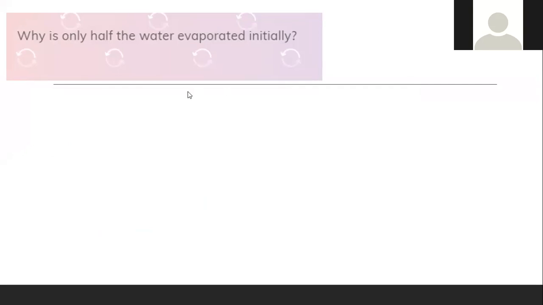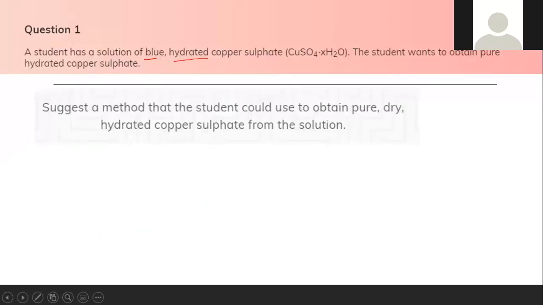Okay, so let's look back at the original question. Why are we going to evaporate half the water? Well, we're being asked to produce a solution of blue hydrate, not a solution. We're being asked to produce pure hydrated copper sulfate.